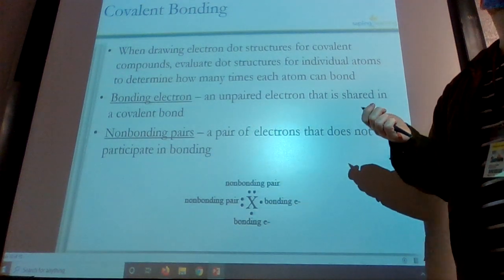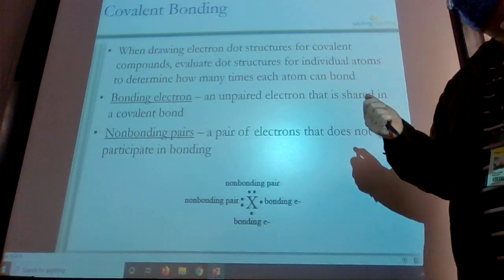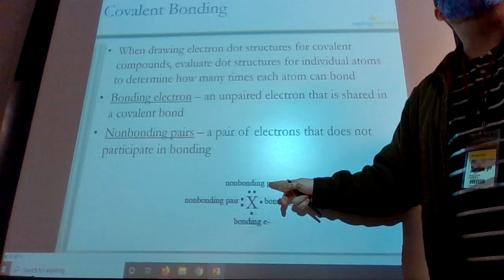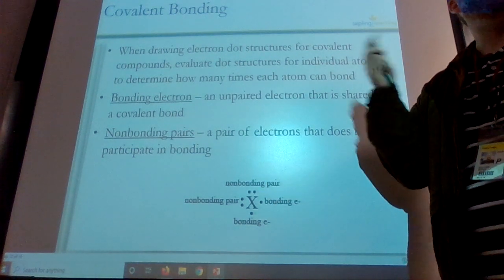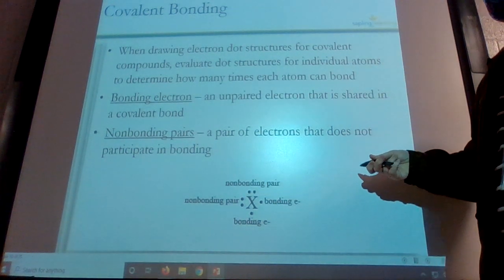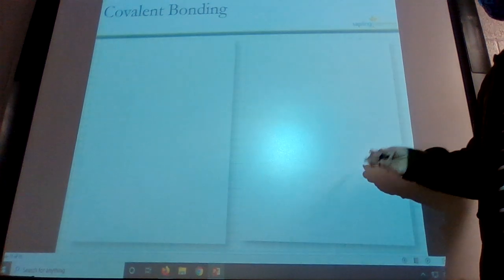So you will see questions on the test. I don't know if they'll be on Sapling, that ask you about non-bonding pairs and bonding electrons and how many you have. I think you got a couple on Sapling that ask you that.